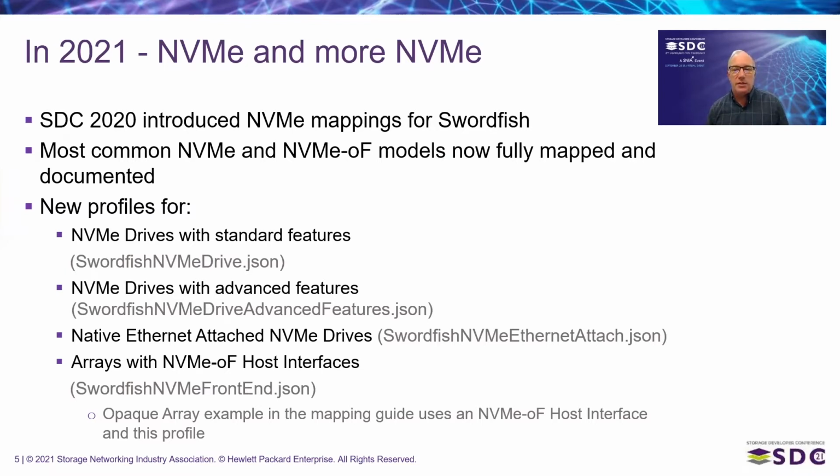One of the most recent things that has been published is a profile for arrays that expose NVMe-oF host interfaces. This is called the Swordfish NVMe frontend.json profile. We have an array example in the mapping guide called the opaque array that uses this NVMe-oF host interface in this profile, but the backend is an opaque, hidden backend. Only the front end is described, and the resources on the backend that are used to make the logical devices are not described. Kind of like a typical array often hides the exact backend implementation.